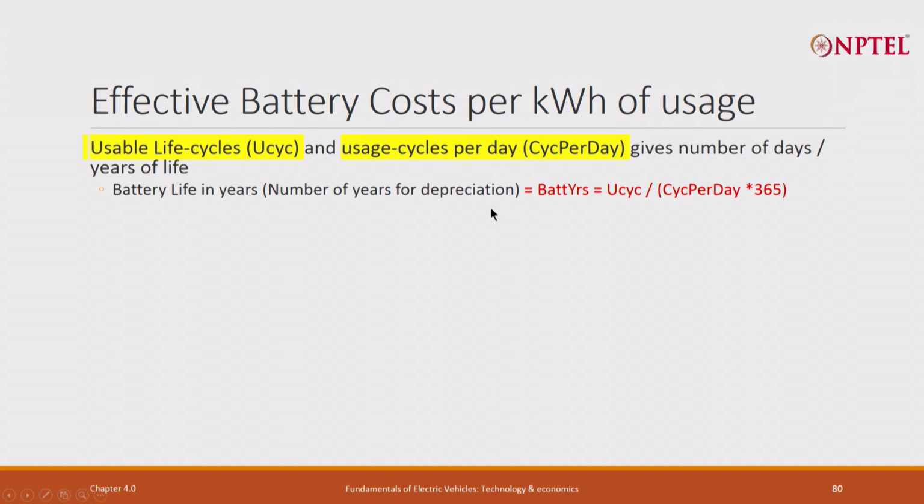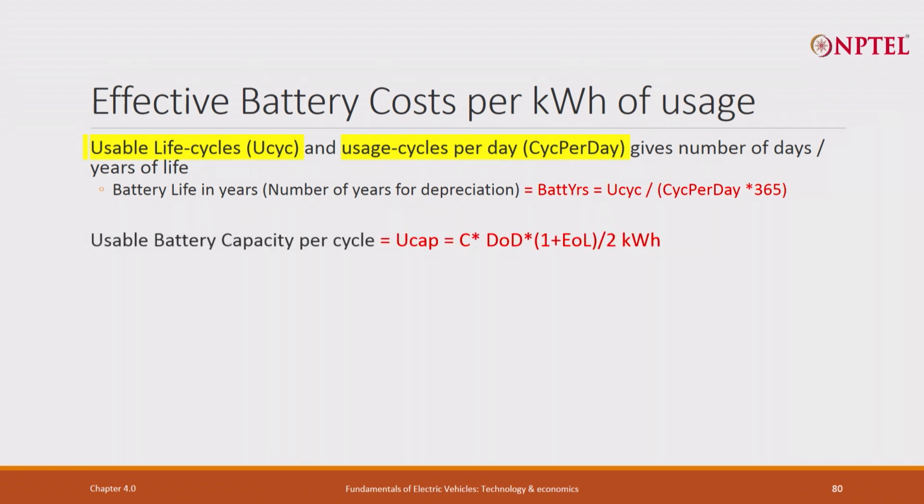From this we now calculate usable cycles per day. There are two parameters, usable life cycles and usage cycles per day, given the number of years of life. Battery life in years, the number of years for depreciation, is called battery years, and this is the usable life cycles given for the battery, saying that you can use it for 1500 cycles. Remember that these 1500 cycles you can use in normal conditions; if you are not using it normally, you will get fewer cycles, but we will compute using the usable cycles as given there. Then divide by cycles per day multiplied by 365, because that will give you years. You can calculate it in terms of days, in which case you do not divide by 365.